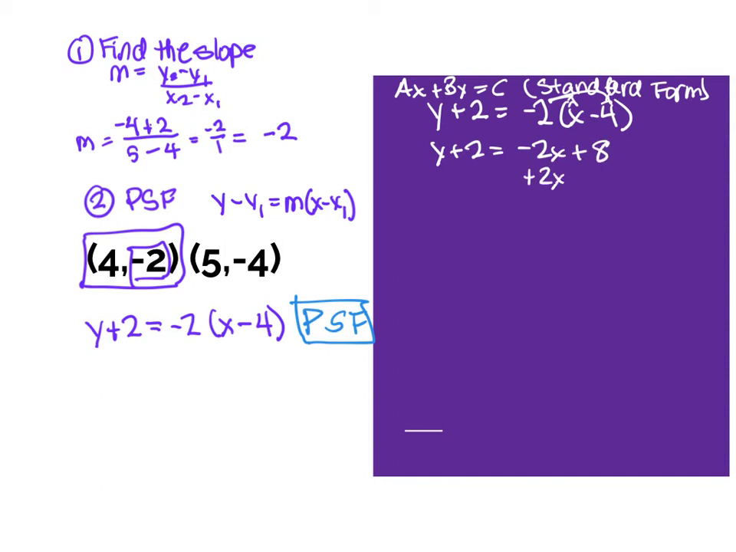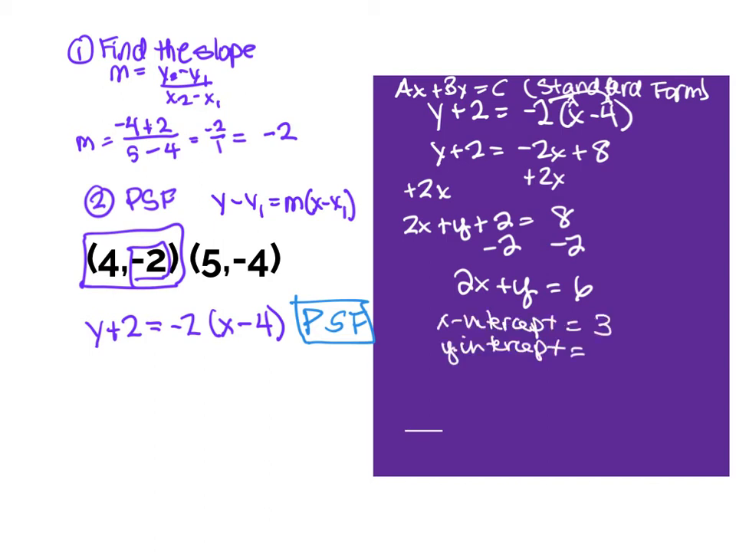Then I'll add my 2x to each side. So then I'll have 2x plus y plus 2 equals 8. Then I'm going to subtract 2. So I'll have 2x plus y equals 6. Now I can just do my cover-up method. So when I cover up this y, we see that x will equal 3. And when we cover up the x, the 2x, it just shows us that y equals 6.